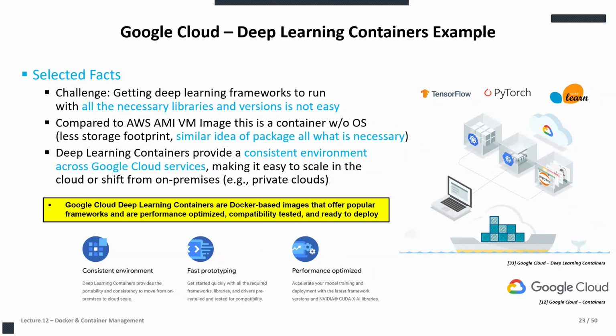We had in these AMI images really, which are, let's say, purely virtualization, the idea of having all the different packages together with an operating system, if you remember. Now, what the difference is here is that the deep learning containers have, let's say, the same consistent environment that you have. But of course, remember, we have less storage footprint because here we don't really have the operating system alongside. So in this sense, this enables us much more portability, right?